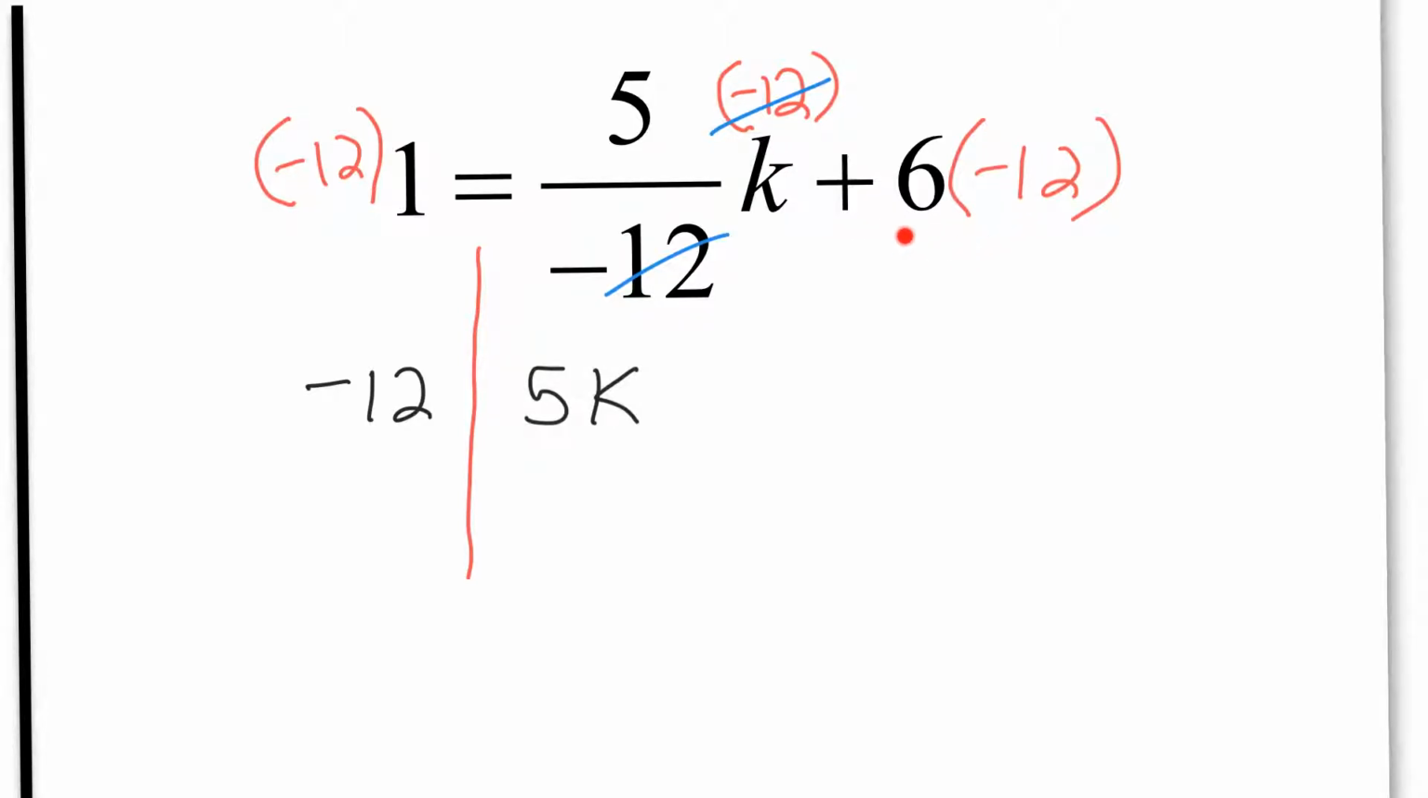This one I will multiply. Careful with the signs. We do have a positive 6 times a negative 12. So that's going to be negative 72. So now I don't have fractions. I can move on to the next step, step number 2.